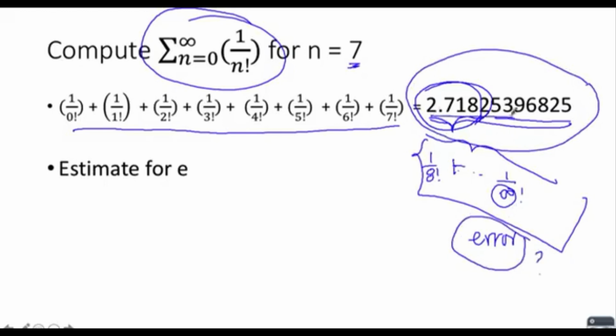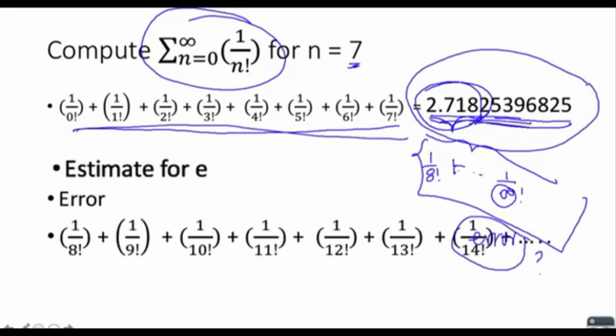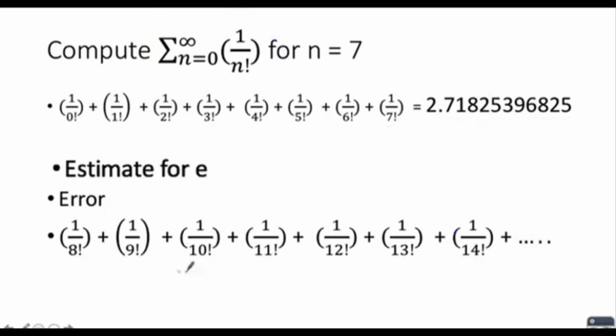So our estimate now for e is this value. Our error then would be starting from 1 over 8 factorial plus 1 over 9 factorial and so on. So this would be our error. But this is infinite, so we cannot exactly know what's the value of this. But we can use some mathematical reasoning to quantify the value of this.